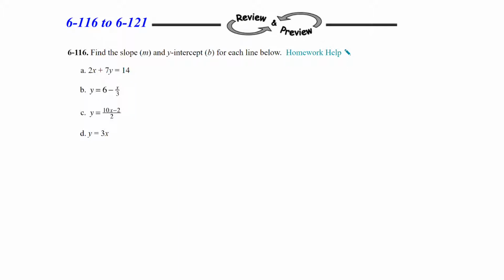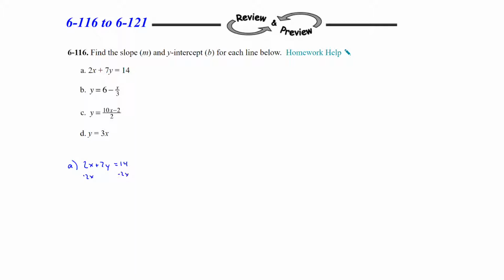Question 116, find the slope and y-intercept for each line below. So we'll go ahead and start with question A here. We got 2x plus 7y is equal to 14. We want to solve for y. That's probably one of the easiest ways to find the slope and the y-intercept.